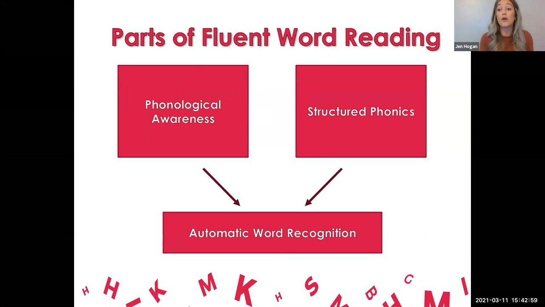That's what we want all of our students to be able to do, right? Be able to look at the word and automatically read it. And that's how we're going to build that fluent word reading. With that being said, we're going to start off with phonological awareness. I'll take you through some of the places in the guide that I think are the most useful, that I've been able to use in my instruction, and how I apply them in my teaching.